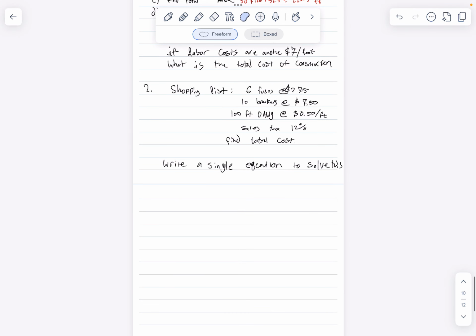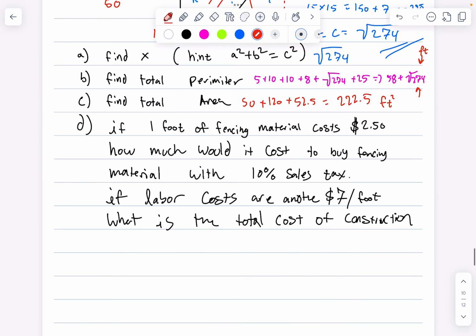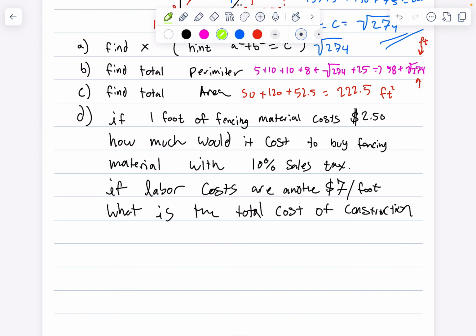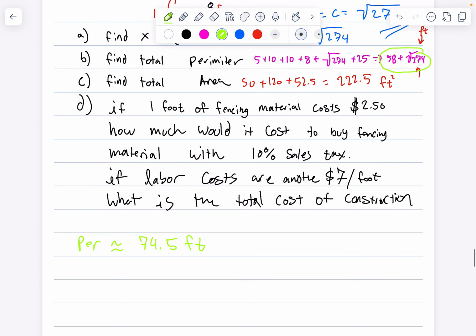So I'm actually gonna just grab this question, move it down a little bit. Okay, so I'm gonna round, and I'll do this one green. Say perimeter is approximately 74.5 feet, right? So all I did was I took this number and I rounded it to the nearest tenth of a foot. So if 1 foot of fencing material costs $250, how much would it cost to buy fencing material with 10% sales tax? So you know that you need about 74.5 feet of fencing material.